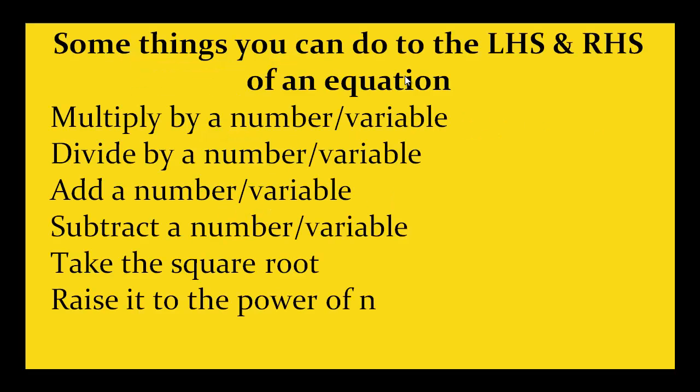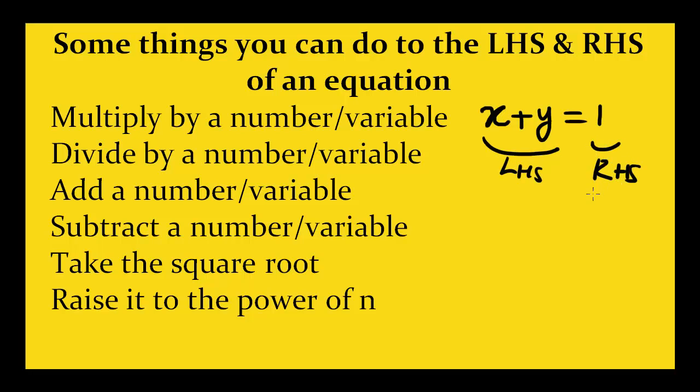Here are some of the things you can do to the left hand side and right hand side of an equation. Just to remind you, we are trying to make x the subject of the formula in this equation. This is an equation which has a left hand side and a right hand side. The left hand side is the collection of terms to the left of the equality sign, while the right hand side is all the terms to the right of the equality sign. So here are the things you can do to the left hand side and right hand side of the equation. You can multiply by a number or a variable. You can divide by a number or a variable. You can add a number or a variable. You can subtract a number or a variable.